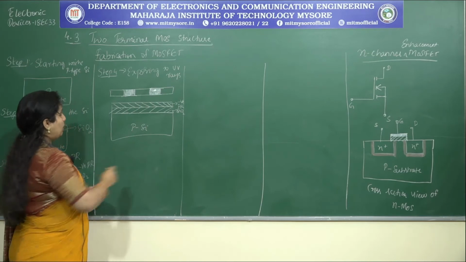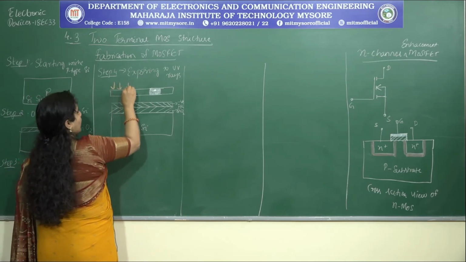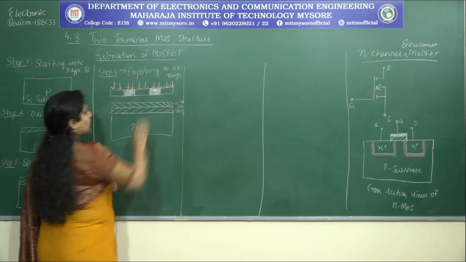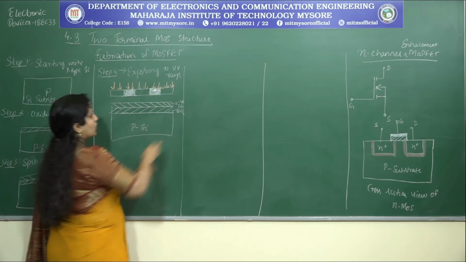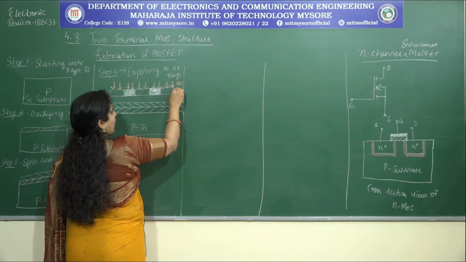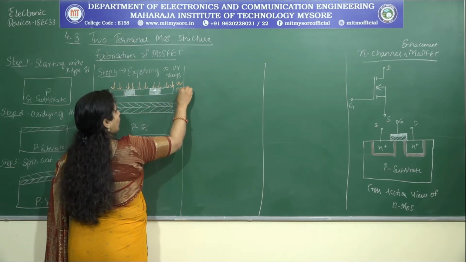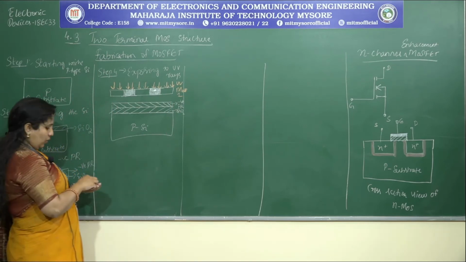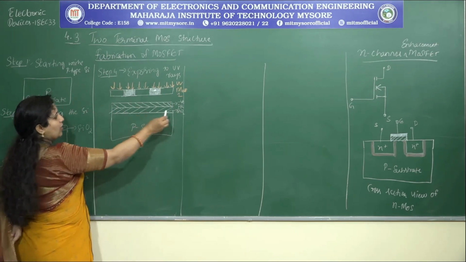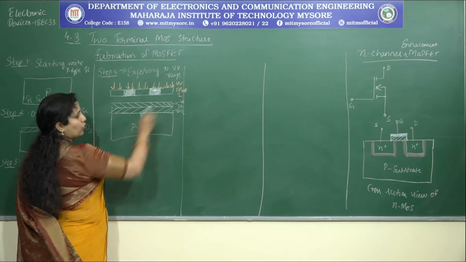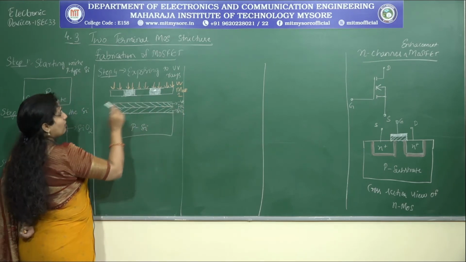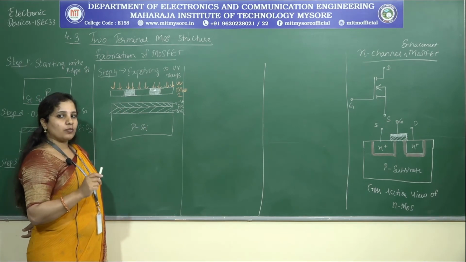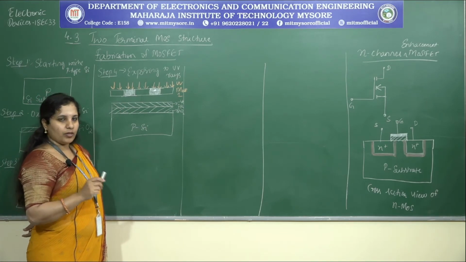After that, I'll make the UV rays fall on this. This is UV rays, and this is mask 1. Let me name this as mask 1. After that, what will happen is, since I am using a negative photoresist, remember, when I use a negative photoresist, whatever is exposed to light becomes insoluble.